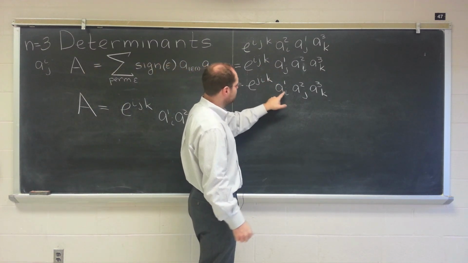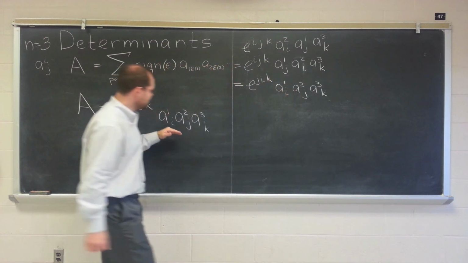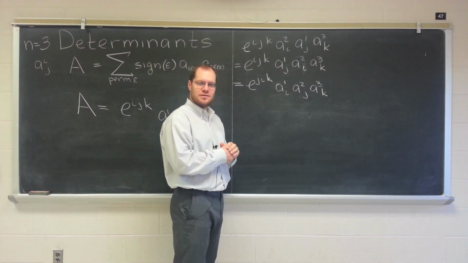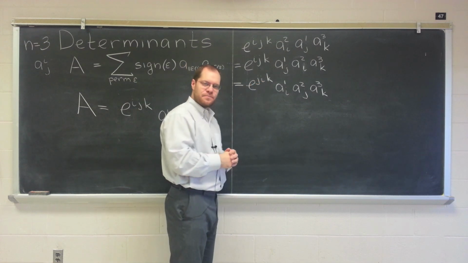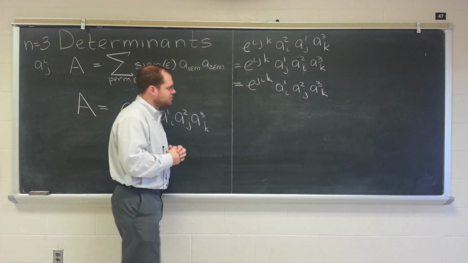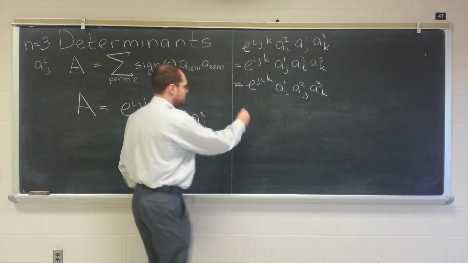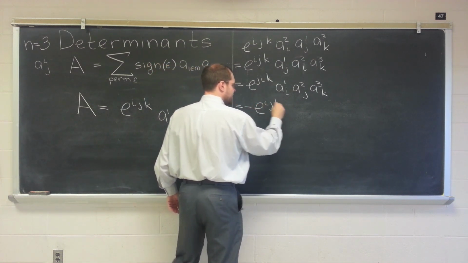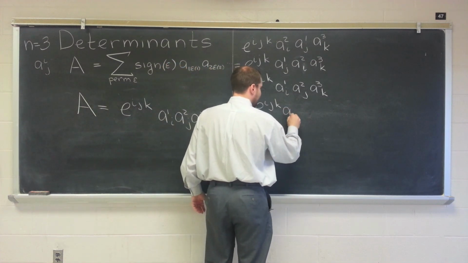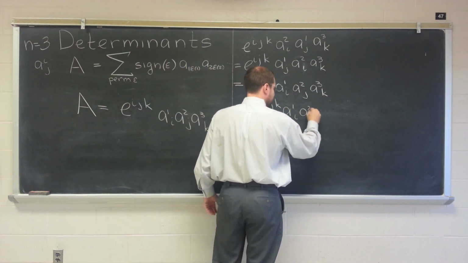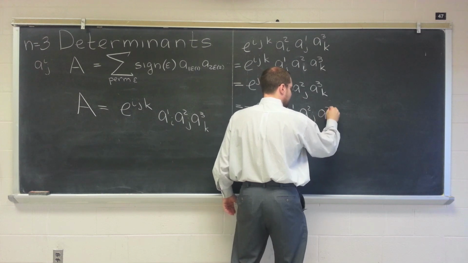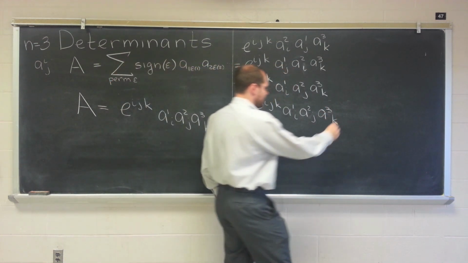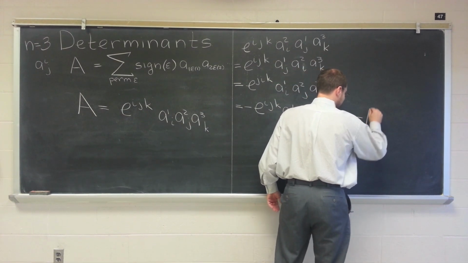I put 1 first, then I renamed I and J, and we're nearly there, except of course I and J are now switched in the permutation symbol. So we'll just switch them back. And this is where the full skew symmetry of the permutation system comes into play. So we end up with minus E, I, J, K, A1I, A2J, A3K. So the result is minus A.